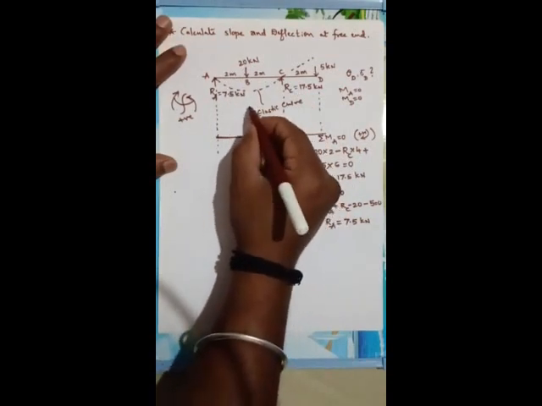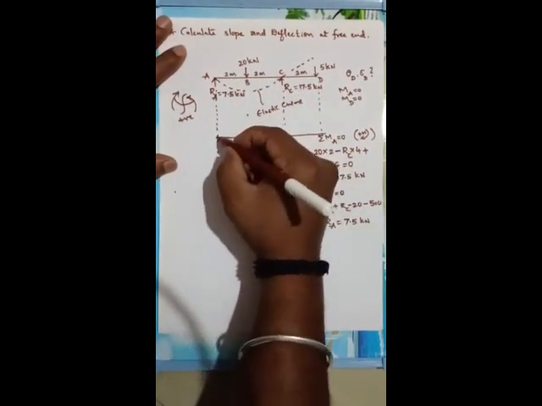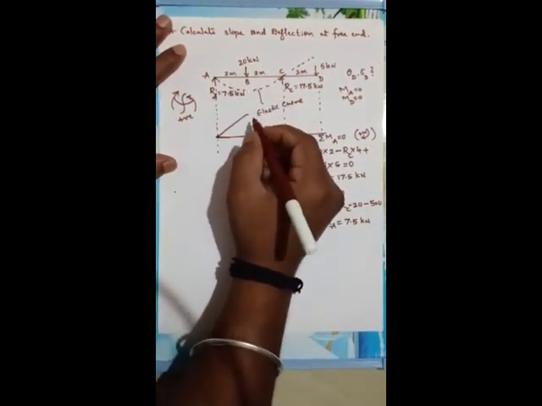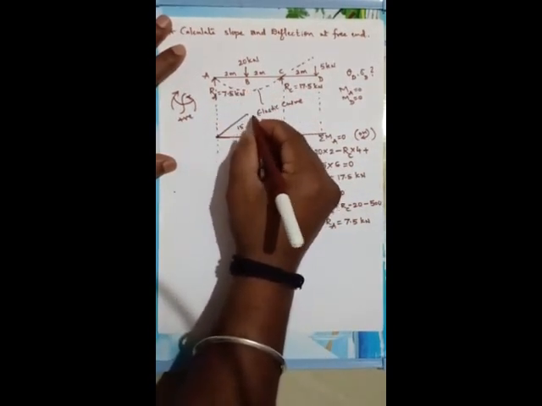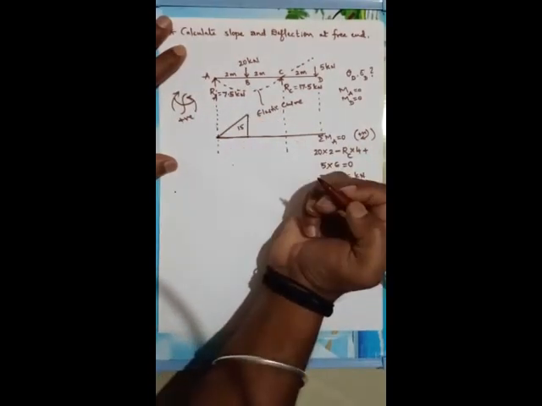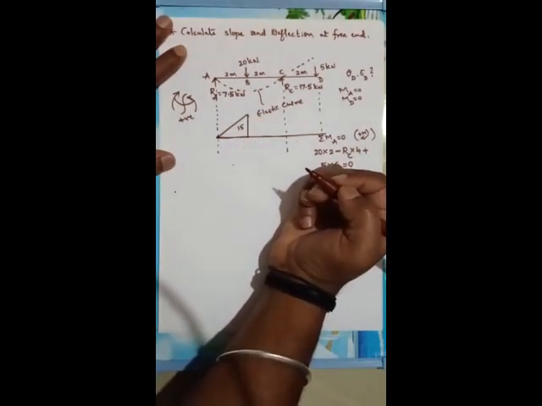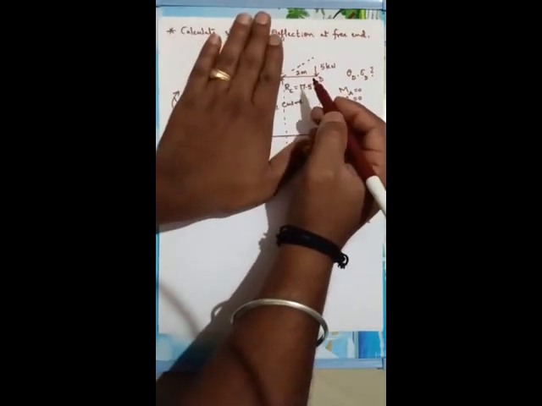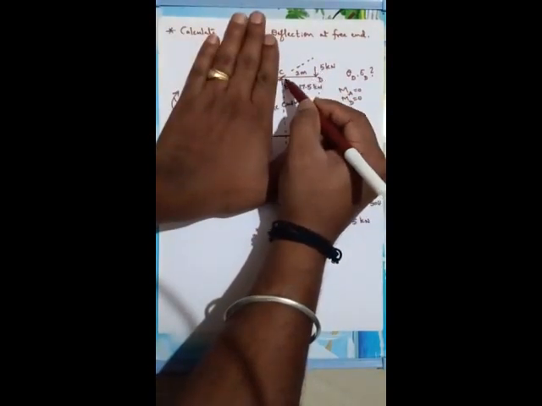So you are getting some value at B. What is that value? That is 7.5 into 2, so that is 15. So this is 15, correct? Similarly, for the moment at C, I will be considering the right-hand side. What is the moment at C?